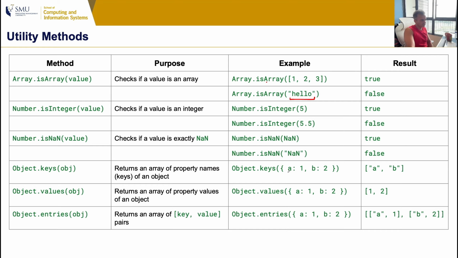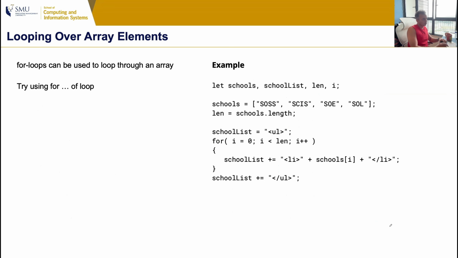Object keys will just return the keys or the properties as an array. Values will return the values as an array, as you can imagine. Entries will return something like tuples, which are like 2-element arrays. So looping over array elements, one way is actually using a dummy variable of the array, so that will loop over each one of them. And then another one is to actually figure out the length of the array and then using a normal standard for loop. That is also pretty cool.